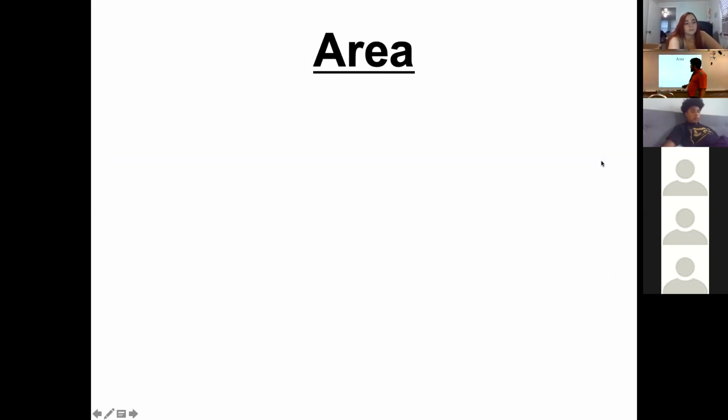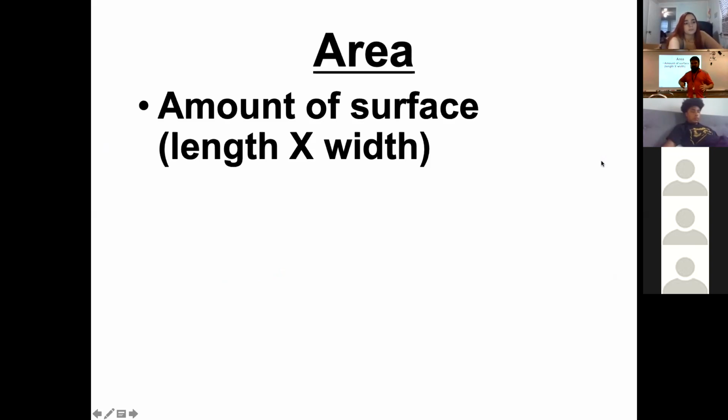Area, this is the amount of surface. So how big, you could kind of think about it like, I've got this great big old whiteboard up behind me. How big is the area that it's taking up? You can even look and see, okay, what's the area that the projector is projecting on? How big of a space, how big of a surface is that taking up? And so we do that just length times width.